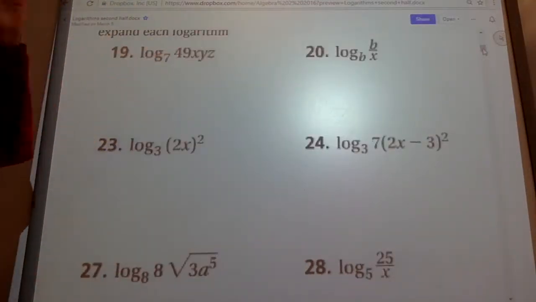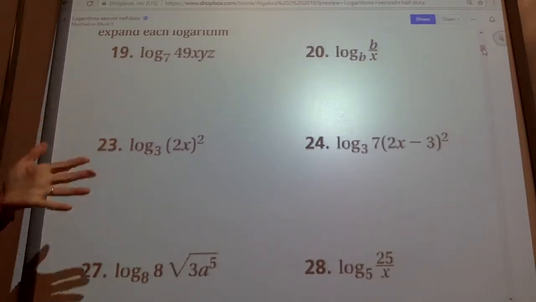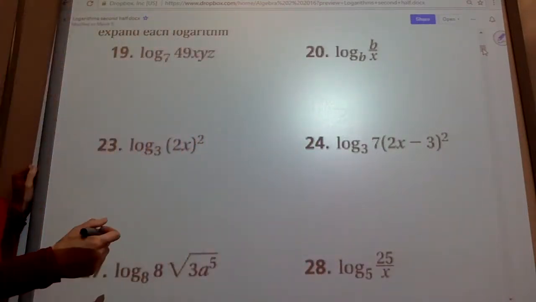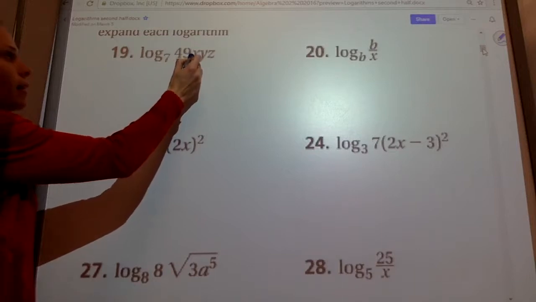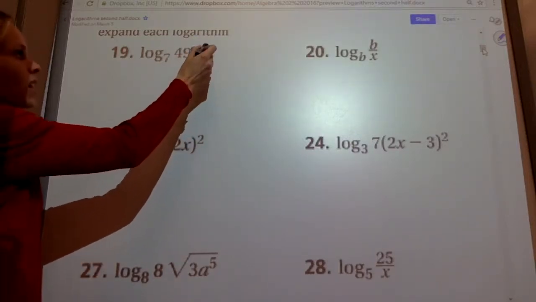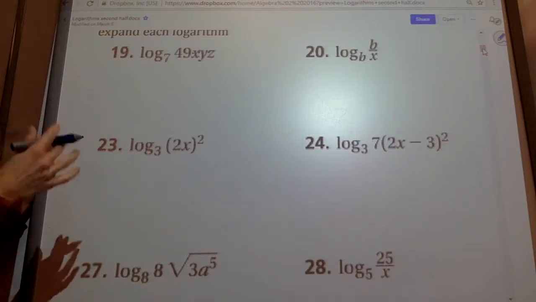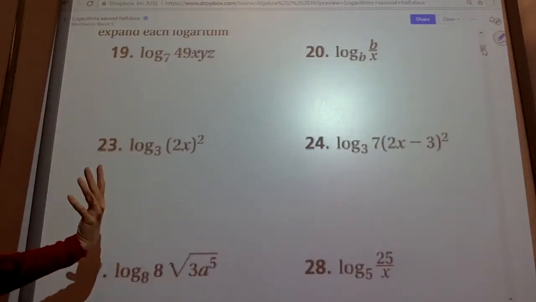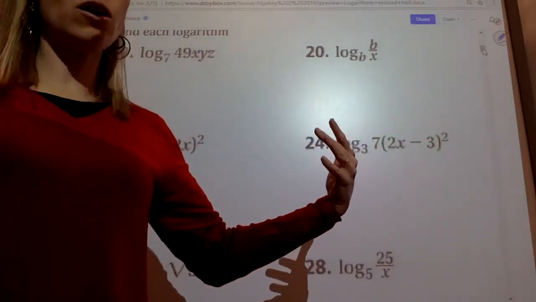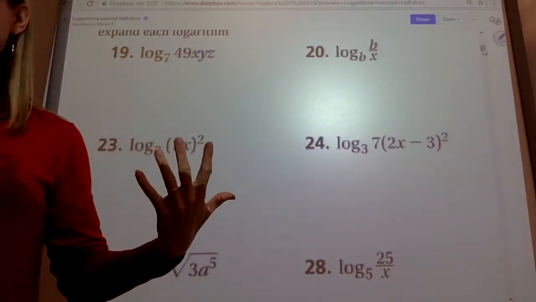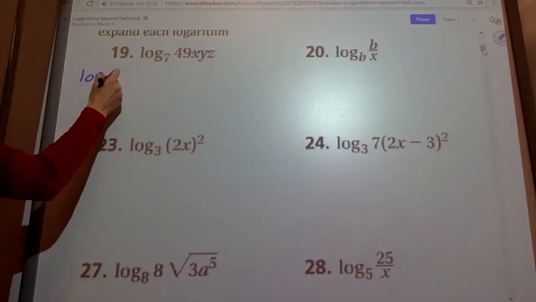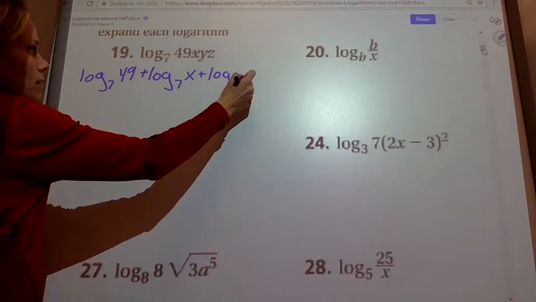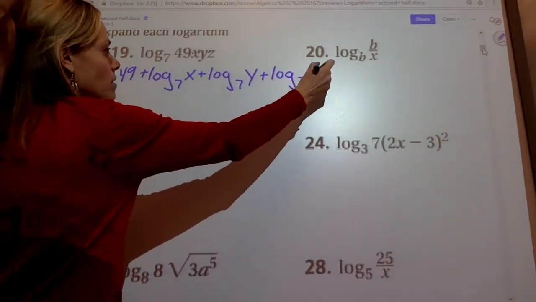At this first one, you're looking for what multiplication or division is there? What operation's going on? You should know, yeah, it's multiplication. I'm taking 49 times x times y times z. Okay? How do I undo the multiplication? I'm going to make it into adding logs. How do I expand log multiplication? I expand it by adding. So this is going to be log base 7 of 49 plus log base 7 of x, log base 7 of y, log base 7 of z.